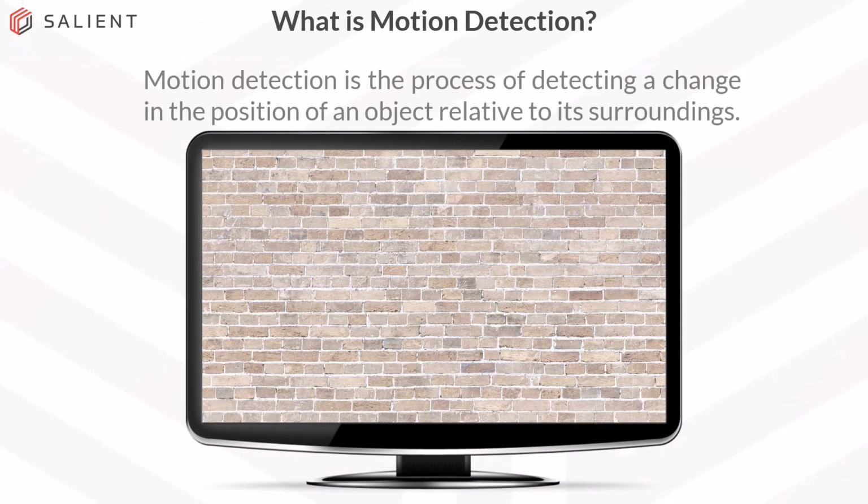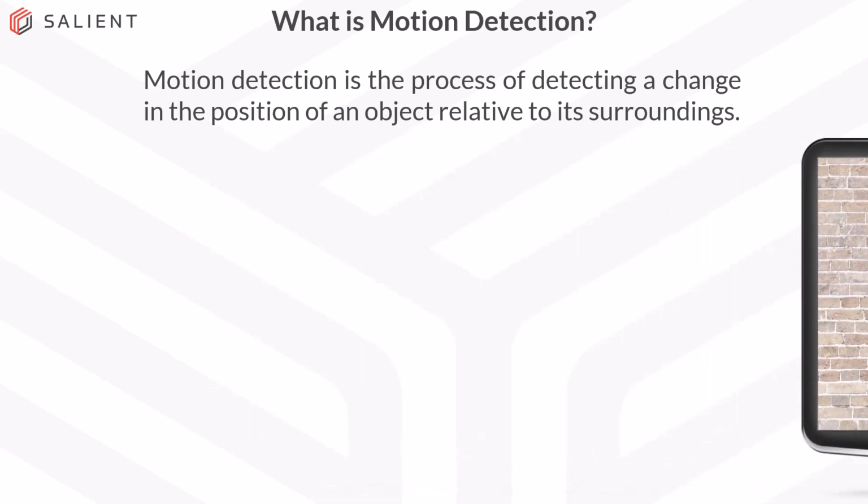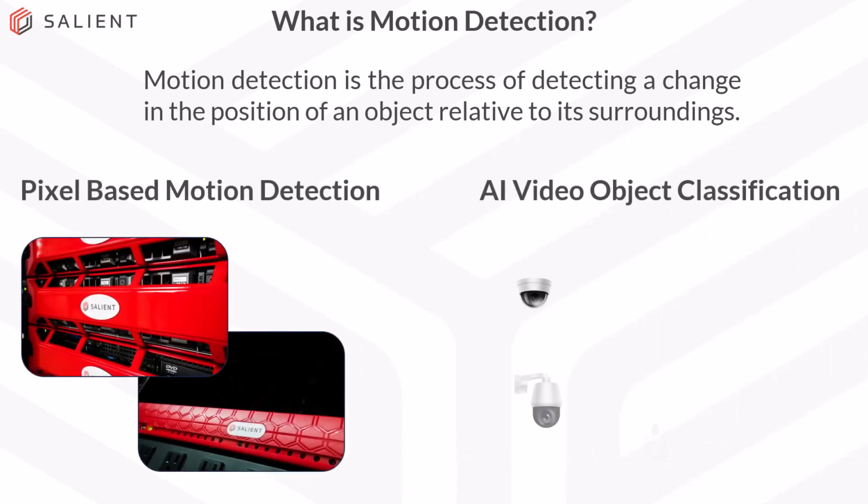In simple terms, motion detection is the process of detecting a change in the position of an object relative to its surroundings. Motion detection can be done with many network cameras and your complete view recording server. In general, there are two motion detection methods: pixel-based motion detection and AI video object classification.